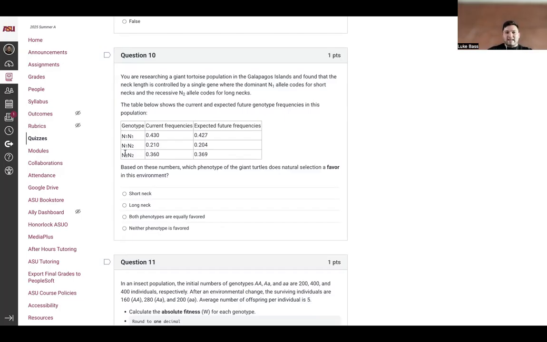So then question 10 goes over another application question where you have the different genotypes. Here it's N1 and N2 are the two different alleles. And then the current and expected future frequencies. So comparing these, you'll be asked the question based on these numbers, which genotype of the giant turtles does natural selection favor in this environment?